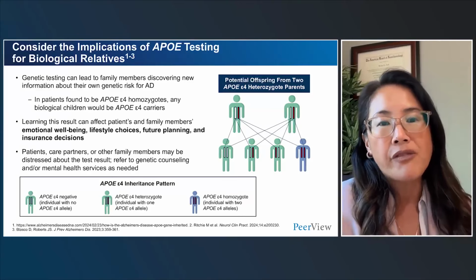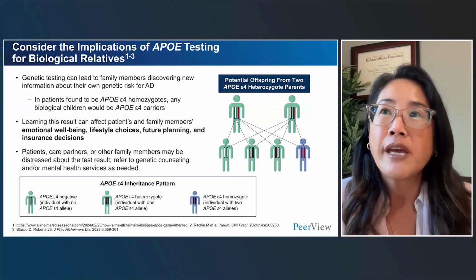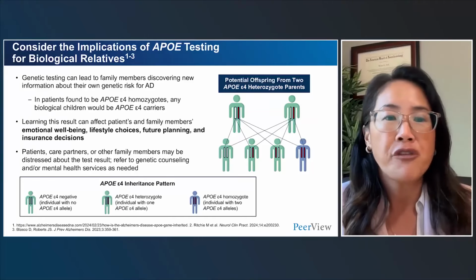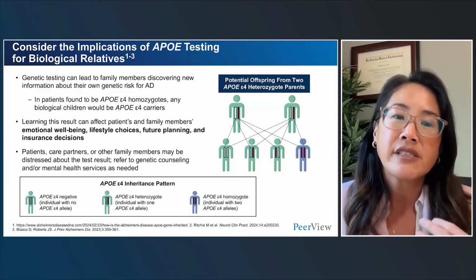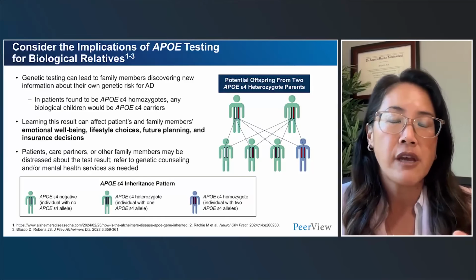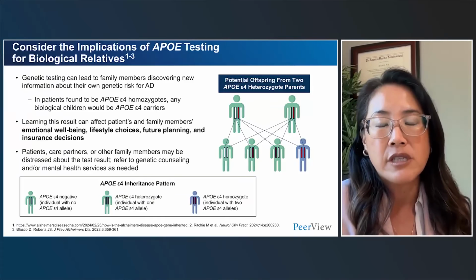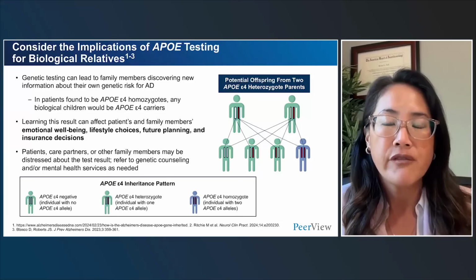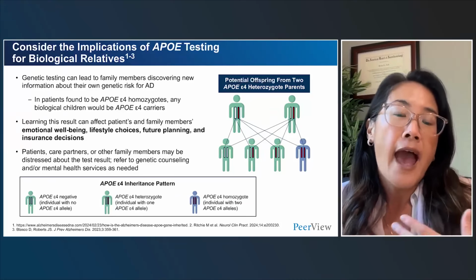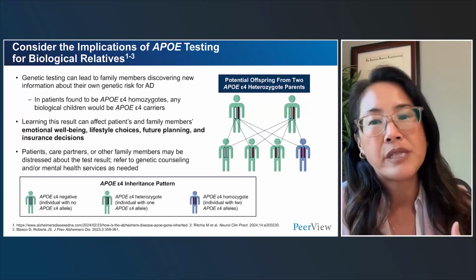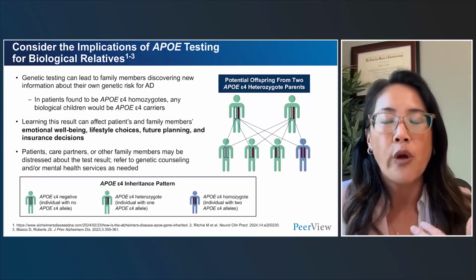When we think about this, we should assess whether patients, their care partners, or other family members are distressed about the test result, and then consider referring to genetic counseling or mental health services as needed. A lot of times, learning this information may weigh heavy on them, and having those resources may be particularly beneficial in understanding what that means.